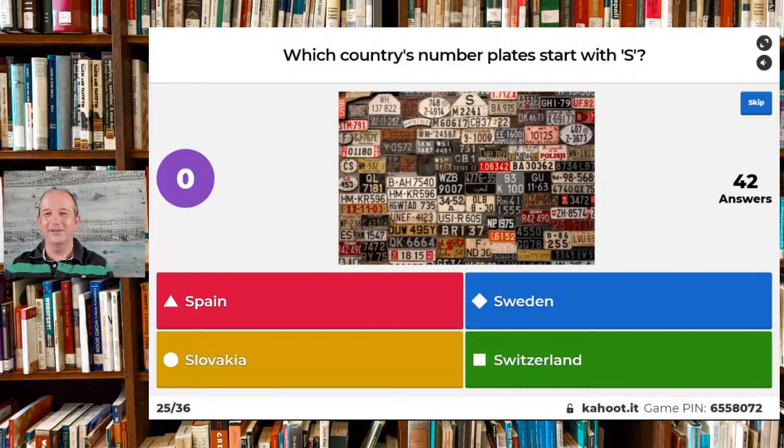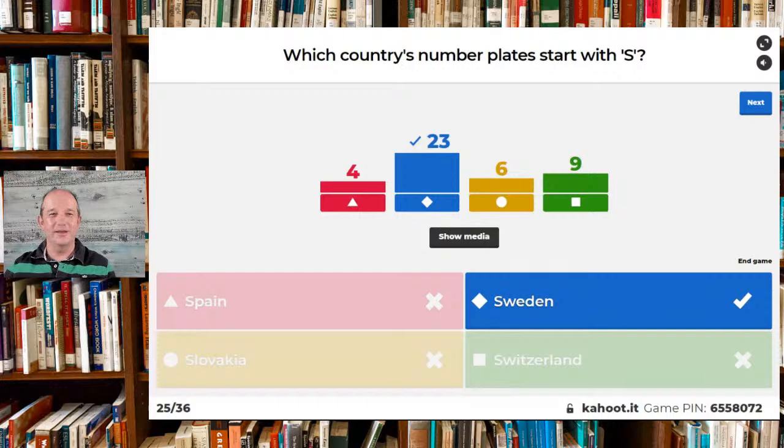Here we go. And the correct answer is Sweden. Well done, everyone. So, is it normal if it takes a long time before you know if you're right? Yeah, it can be. It can take a little while for Kahoot to catch up with you. So don't worry. So, yeah, the correct answer is Sweden. Obviously, Spain is España. So that wouldn't be. And Switzerland is CH.